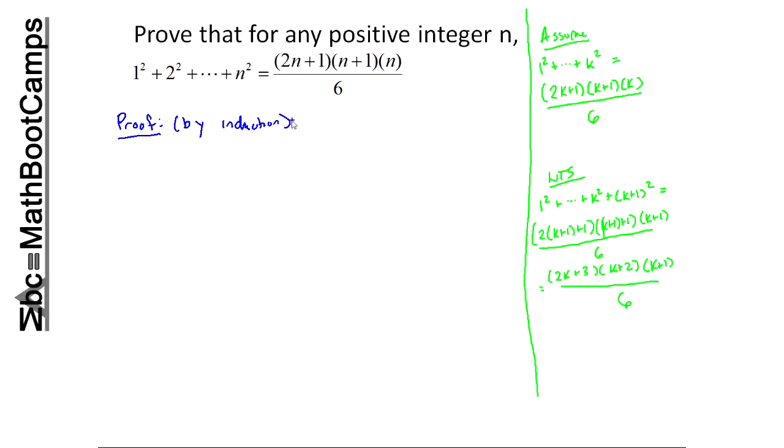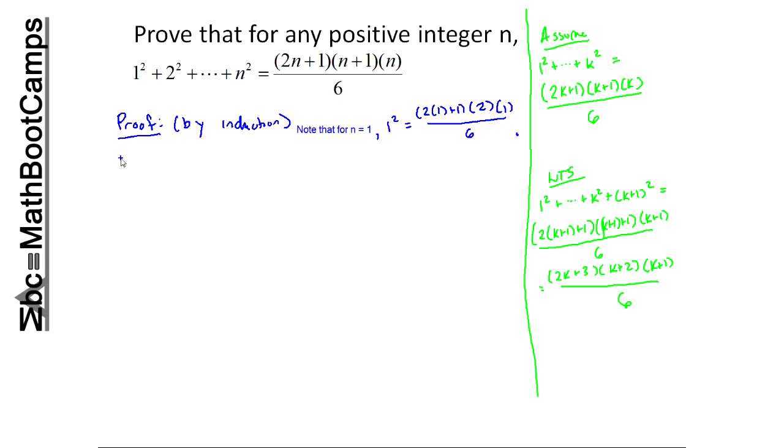Okay, so by induction. The first thing I want to note is that for n equals 1, the formula works. So in other words, we end up with 1 squared, which is 1, equals 2 times 1 plus 1 times 1 plus 1 times 1 over 6. Let's make sure that we're not doing something silly, proving something we can't. We get 3 times 2, which is 6 over 6, which is 1. I don't need to explain that. It's obvious when you look at it, but I want to do this basis case to show that the formula works.